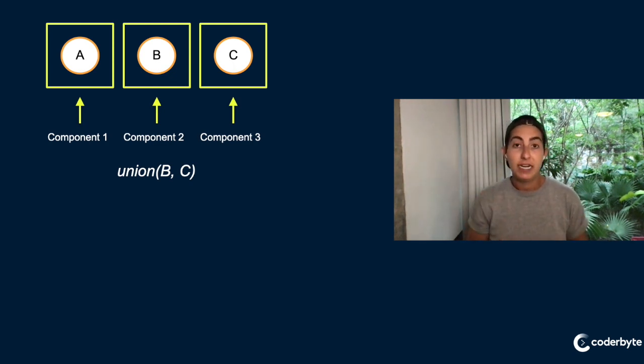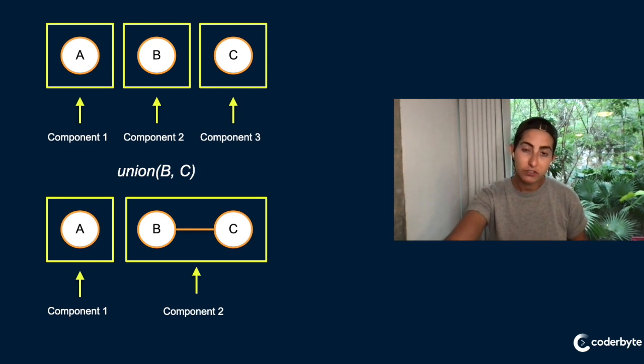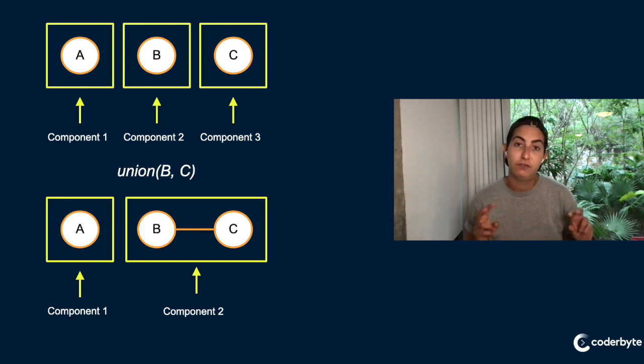Now, B's parent is B, obviously, right? There's only one node in that component, and C's parent is C. So union is somehow going to make their parent be the same, right? So here we add that edge between them, and now you can imagine C's parent is B and B's parent is B. Or we could have done it the other way, right? C's parent is C and B's parent is C. Doesn't matter. But now, instead of having 3 disjoint sets, we actually have 2, right?